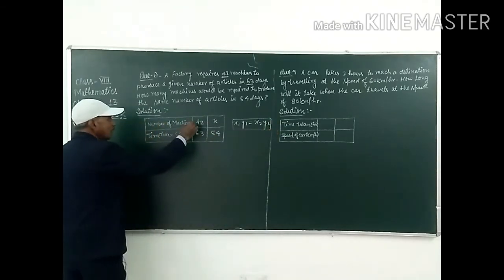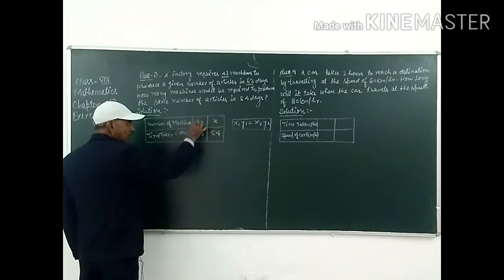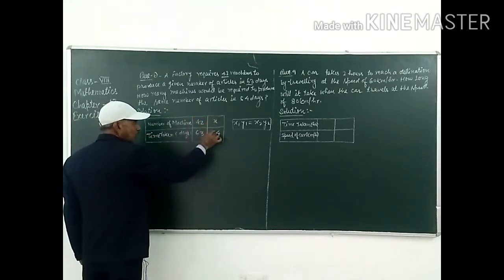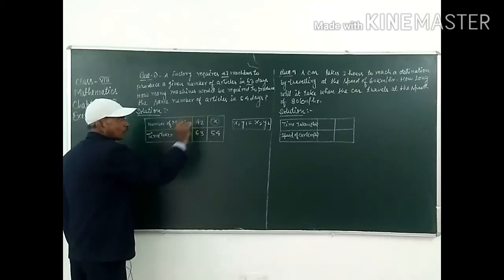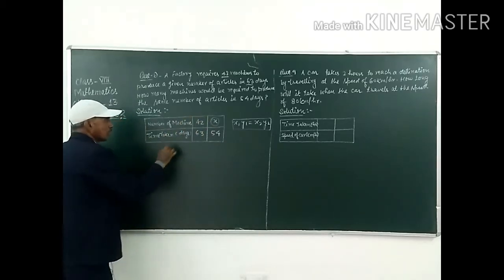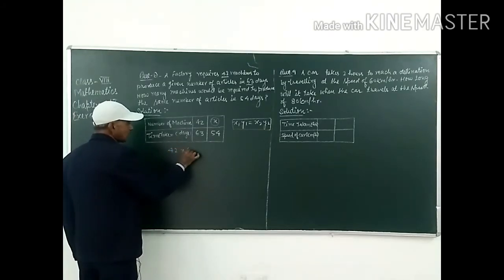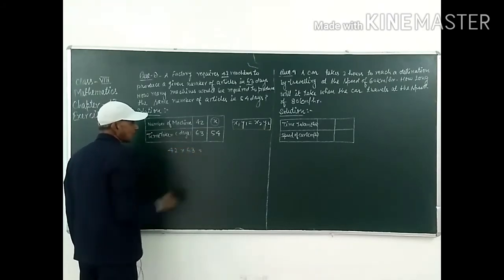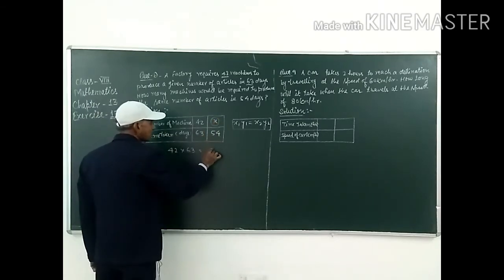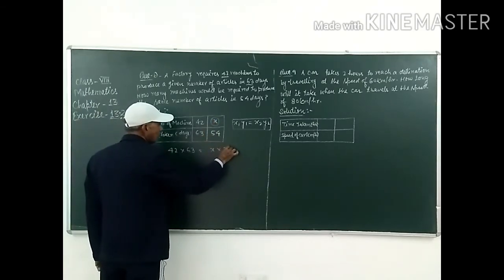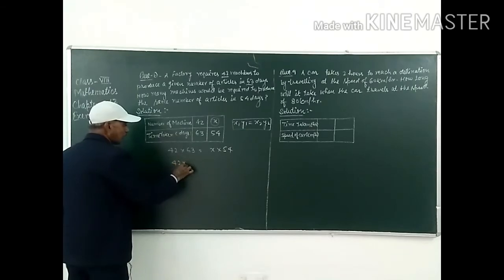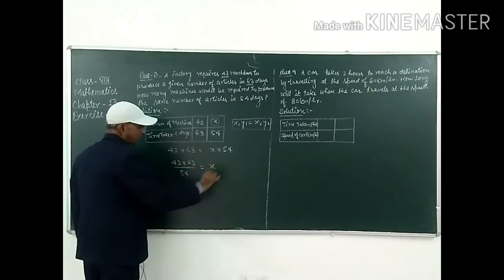So this one will be, students, x1 y1 equals x2 y2. In place of x2 there is x, so we have to find out this x. So 42 into 63 is equal to x into 54. 42 into 63 divided by 54 is equal to x.